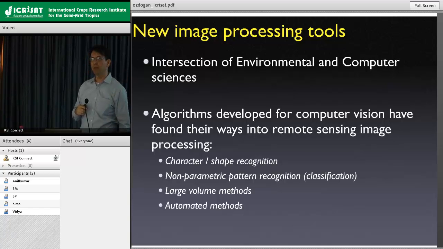I don't think we can do large area processing just by knowing off-the-shelf software like ENVI or Imagine. I think we've got to push it more than that, and that would be my advice to younger folks in the room.